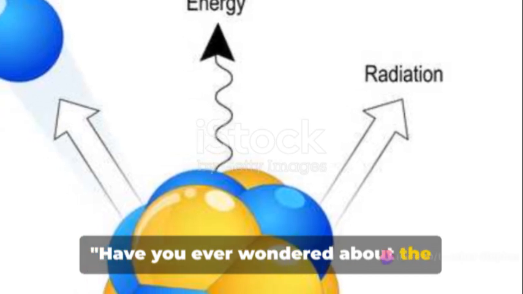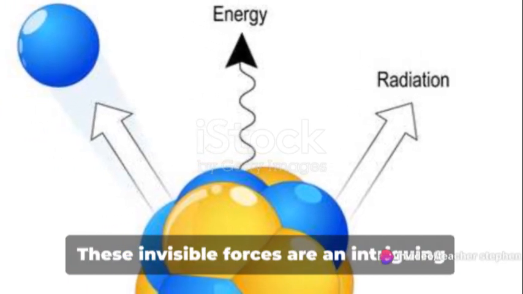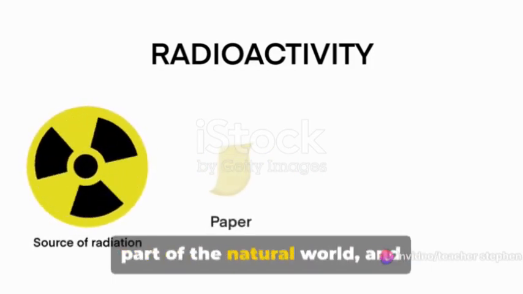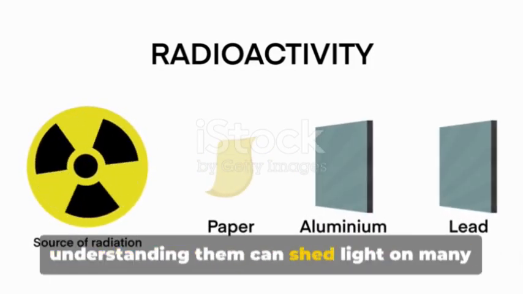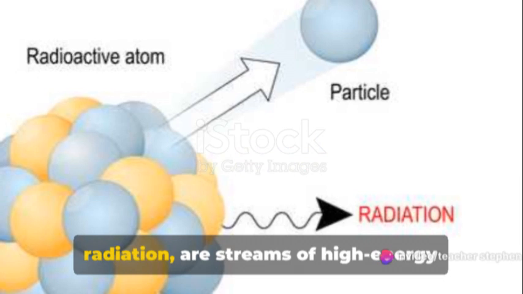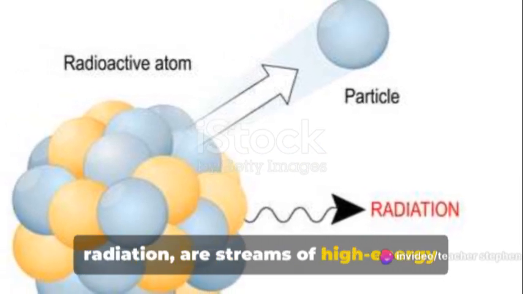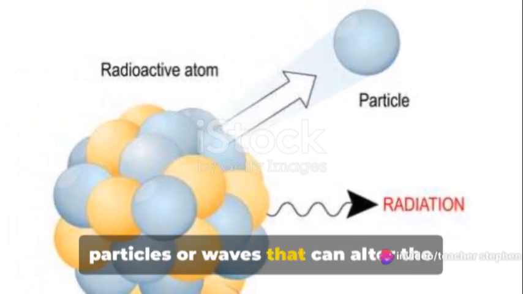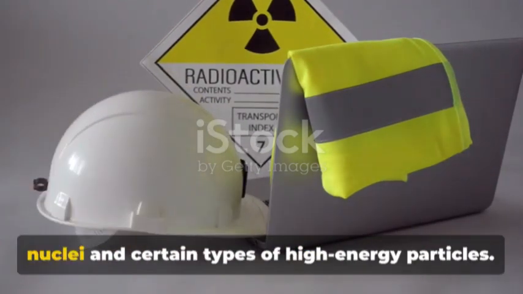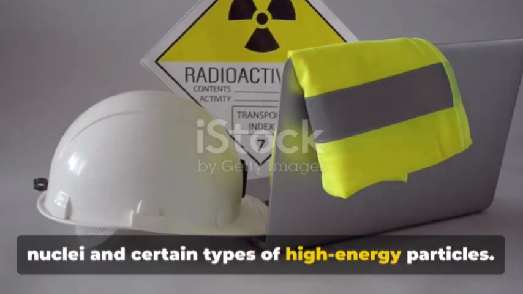Have you ever wondered about the different types of radioactive rays? These invisible forces are an intriguing part of the natural world, and understanding them can shed light on many scientific phenomena. Radioactive rays, also known as ionizing radiation, are streams of high-energy particles, or waves, that can alter the atoms they encounter. They're produced by unstable atomic nuclei and certain types of high-energy particles.